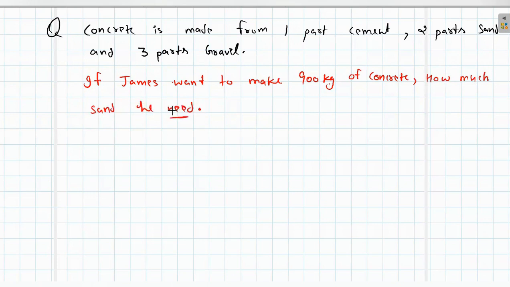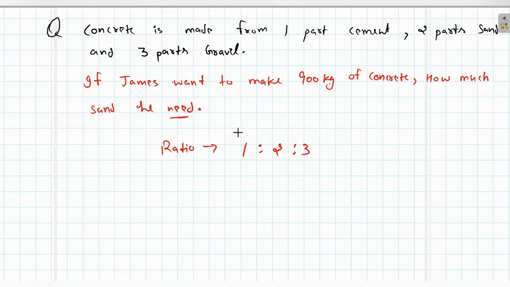This is a bit more complex one. What will you do with it? Is the ratio given to you in this question? Yes, Ethan, what is it? 1, 2, and 3. Perfect. So the ratio is given to us, but it is hidden, okay? So the ratio is 1 is to 2 is to 3.